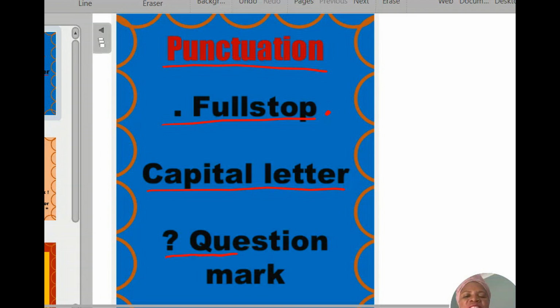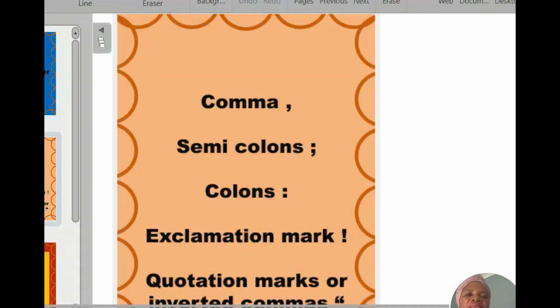Then we go to the question mark. We did questions in our previous video, the type of sentence which is called a question. It carries a question mark. A statement, an idea that demands an answer, that needs someone to answer, must have a question mark to show that you are asking a question.